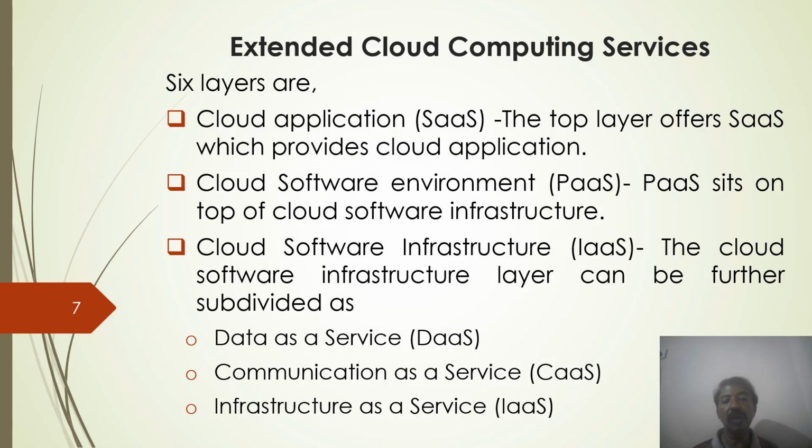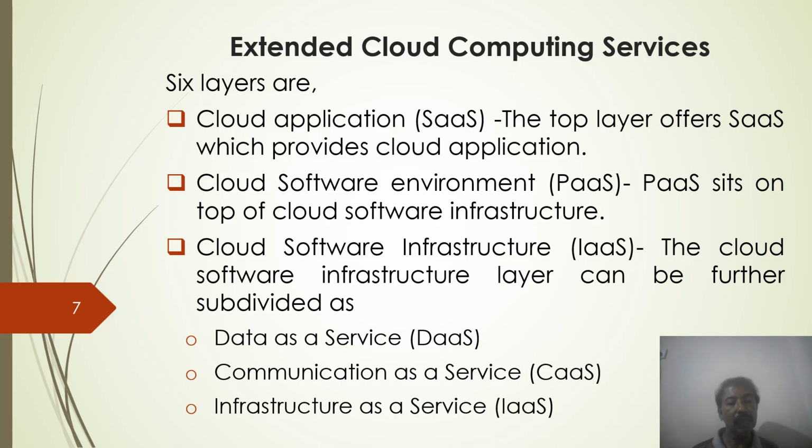First, extended cloud computing services. Its name also implies that we are extending the services. In this, it consists of 6 layers. First one, cloud application. Next one is cloud software environment. Next one is cloud software infrastructure. Then 2 more are also there. That's what we wish to discuss. Before that, we will go deeply through this.